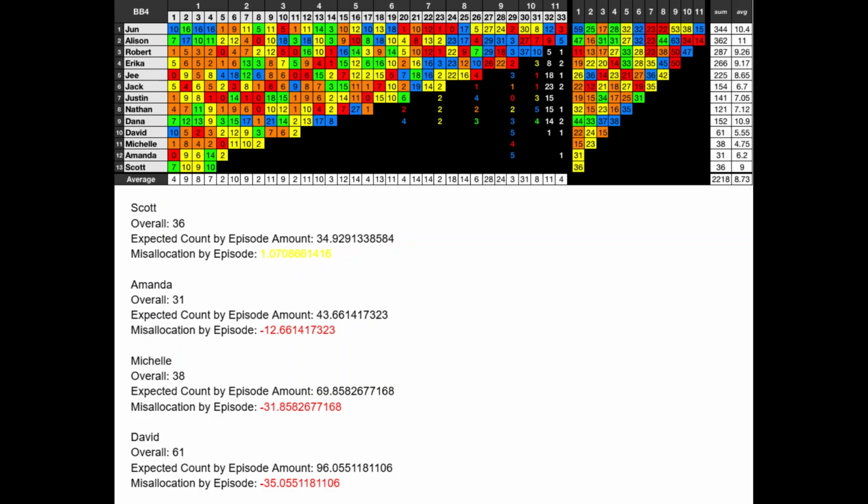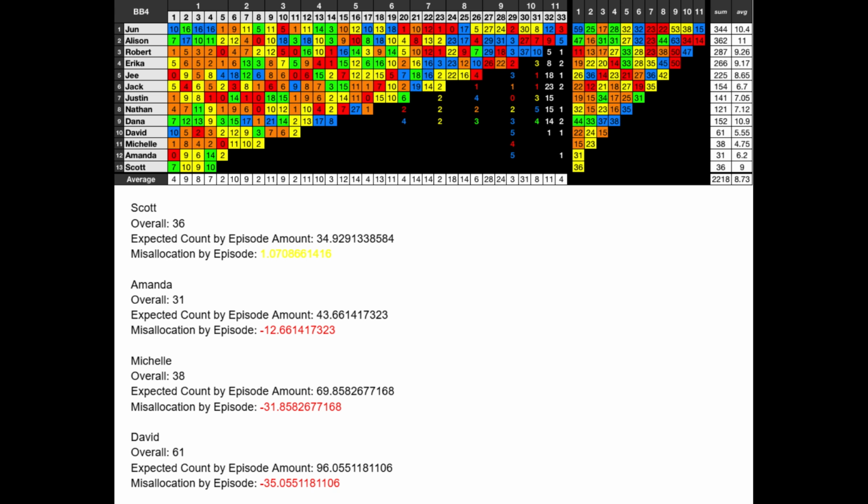Scott has an overall confessional amount of 36, and the expected count for him by episode amount is 34.9. So pretty much about 35, meaning his misallocation by episode amount is 1.07, meaning that he has one more confessional than he would have had this been evenly distributed. But his ratio is so small that he pretty much got the amount of confessionals that he should have gotten.